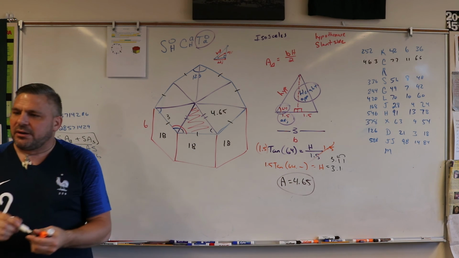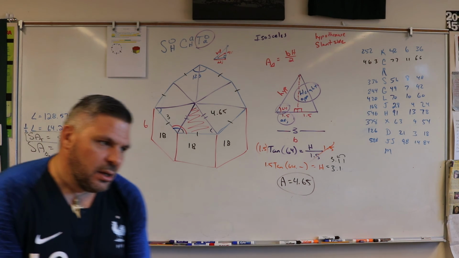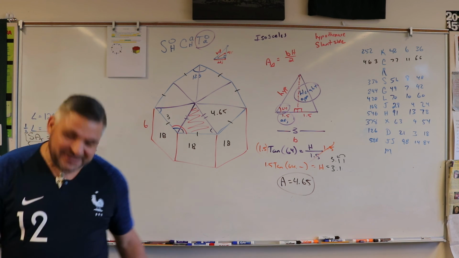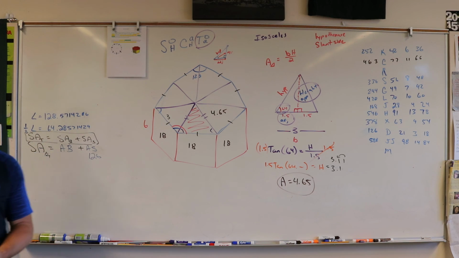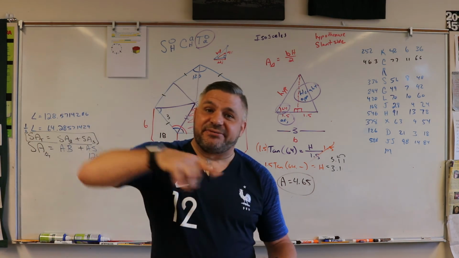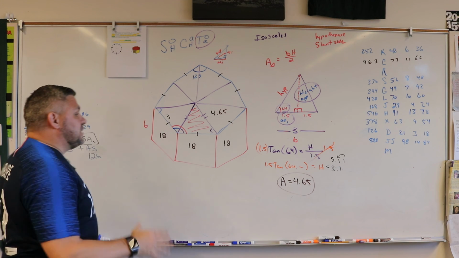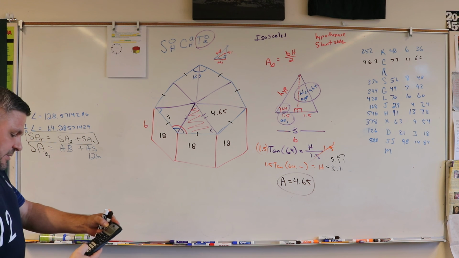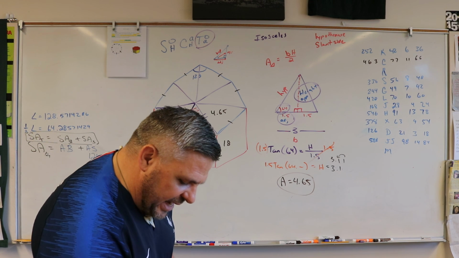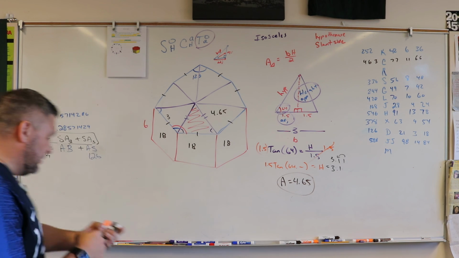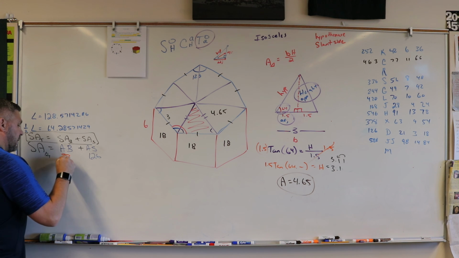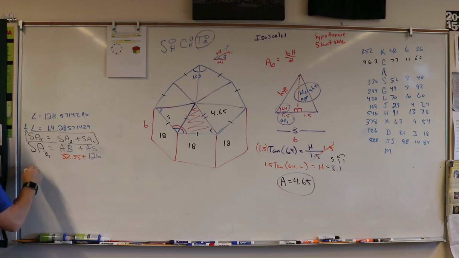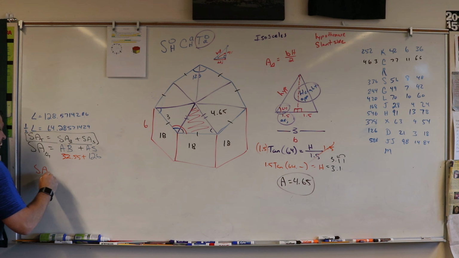4.65. How many triangles are there? How many sides? 7. How many triangles? 7, right? Alright, it's okay. That's why I'm asking. Since there's 7 sides, there's going to be 7 triangles. So we're going to take this number and times it by 7. And we're going to get our area of our base is 32.55.